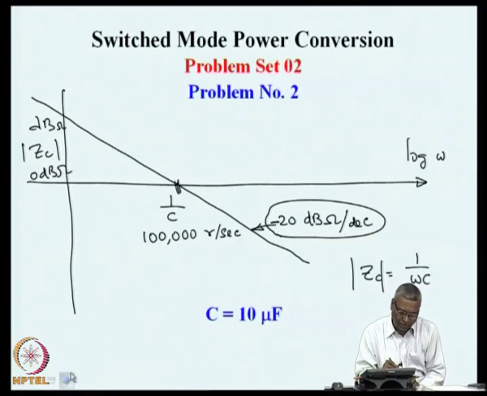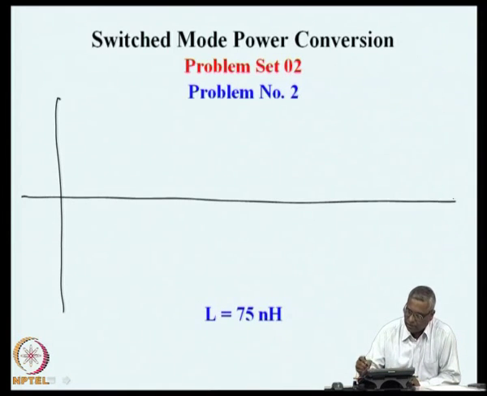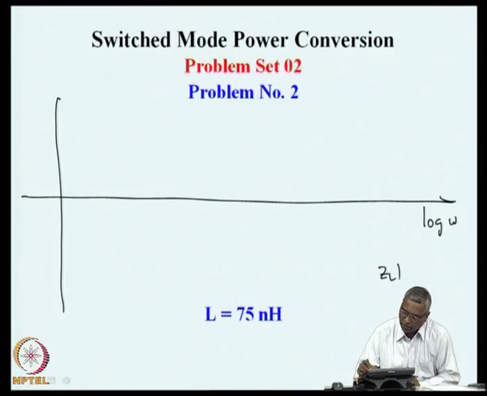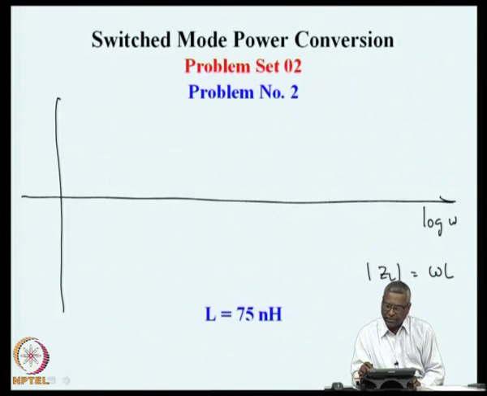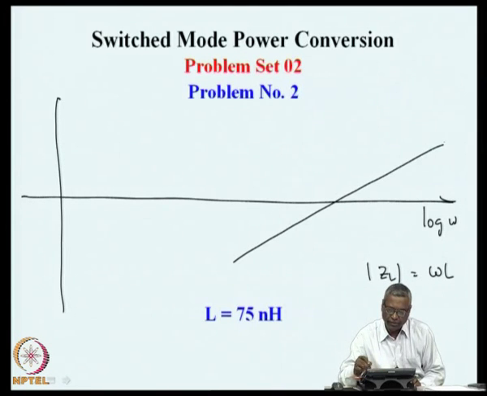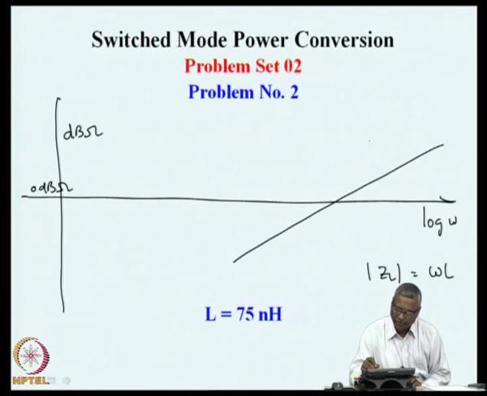In the same way, it is possible to find out the impedance for L. ZL magnitude is omega times L. So, we will see that the impedance will increase with frequency. So, if we plot it as dB ohm and log of frequency with the 0 dB ohm line here, it will have a plus 20 dB ohm per decade.